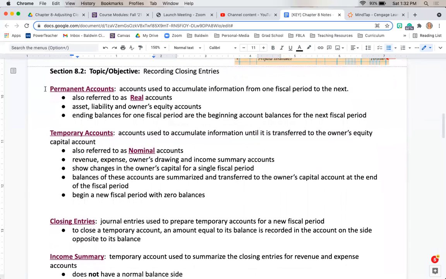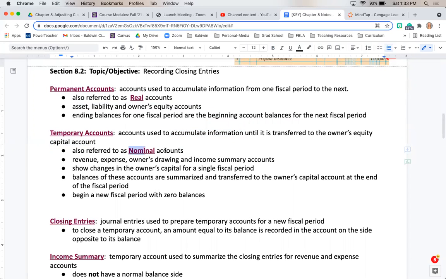Closing entries are going to deal with permanent accounts and temporary accounts. Permanent accounts are also referred to as real accounts, and they are never going to close. They're going to accumulate information from one fiscal period to the next. Our permanent accounts are all of our assets, all of our liability accounts, and our owner's capital account specifically. The ending balances of these accounts are going to be the beginning balances for our next accounting cycle.